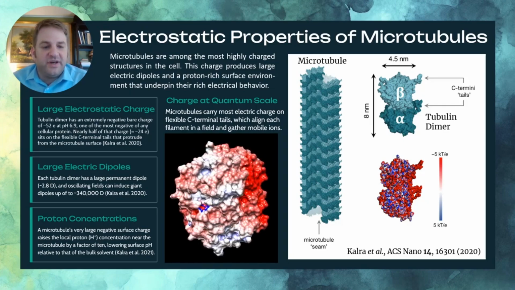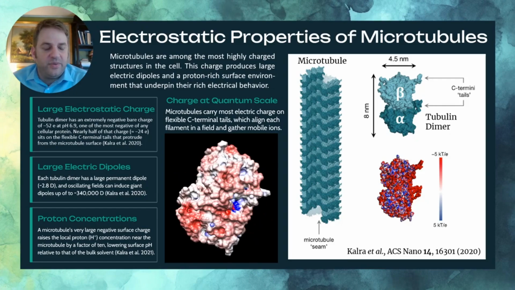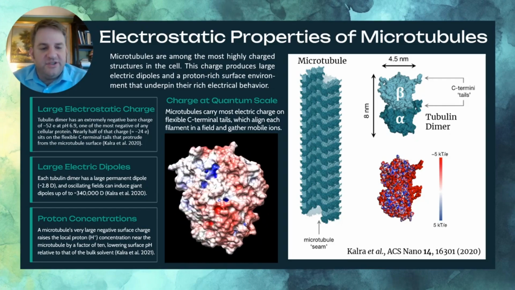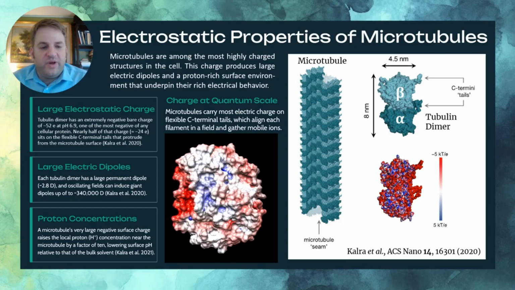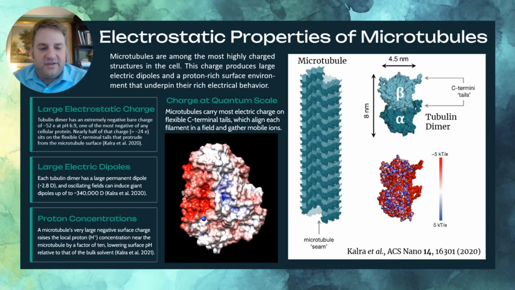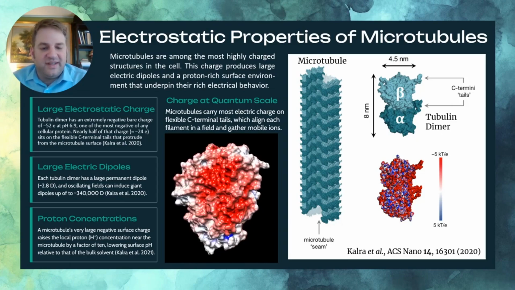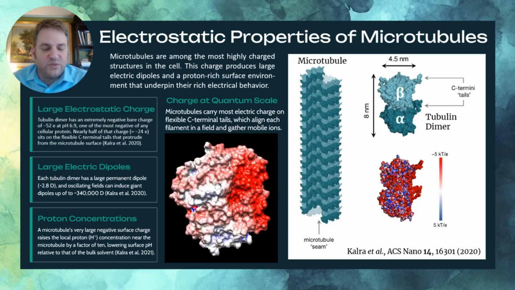Tubulin also has a very large electric dipole. Each tubulin dimer has a large permanent dipole, about 2.8 debye, and oscillating fields can induce giant dipoles up to 340,000 debye. So it is not just a molecule with interesting electrostatic properties, but very interesting electrodynamic properties as well.